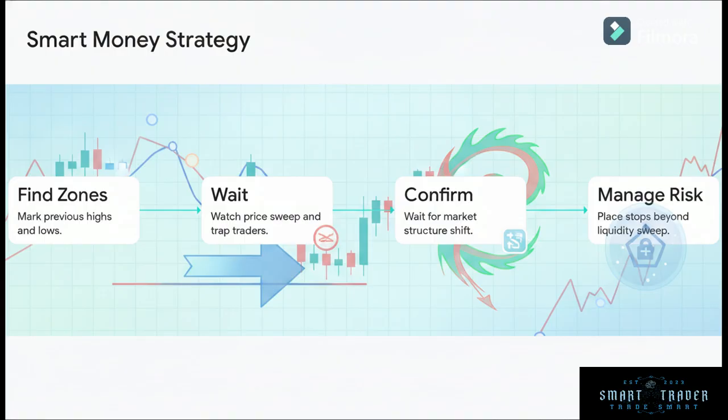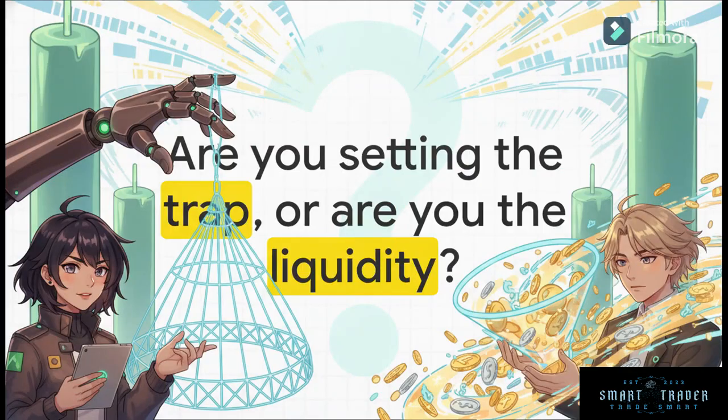Third, confirm the shift. Don't just guess. Wait for a strong candle to close in the opposite direction, breaking the previous market structure. That reveals the real institutional intent. And finally, when you manage your risk, place your own stop loss safely beyond the extreme point of the liquidity sweep, safely tucked away from that typical retail trap. Understanding basic candlestick anatomy is powerful for sure, but deeply understanding the cold, calculating institutional intent behind those wicks and bodies, that is what gives you a true, lasting edge in the market.